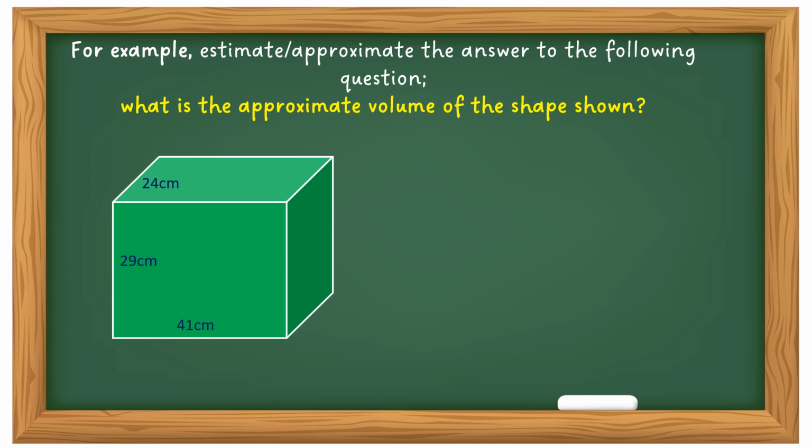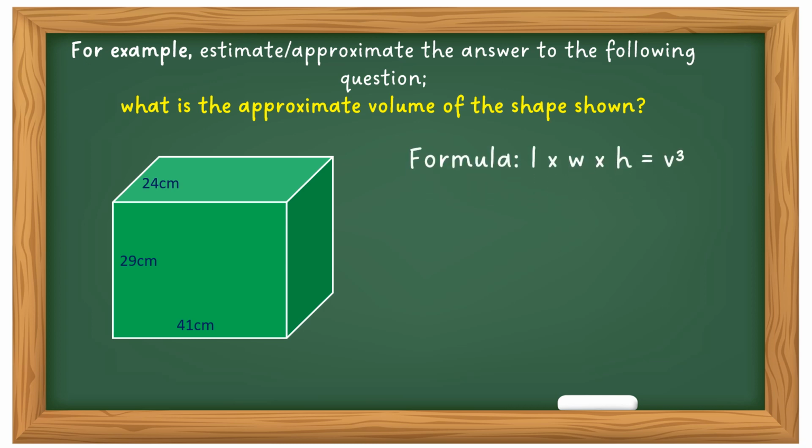Now here's a level 2 question you may face sometime in the future with your mock exams. And it says here, what is the approximate volume of the shape shown? Now the biggest mistake that people make is they take these numbers and multiply them and get an exact answer and they lose points. All right. What you have to do is you have to round these numbers off before you do the calculation.